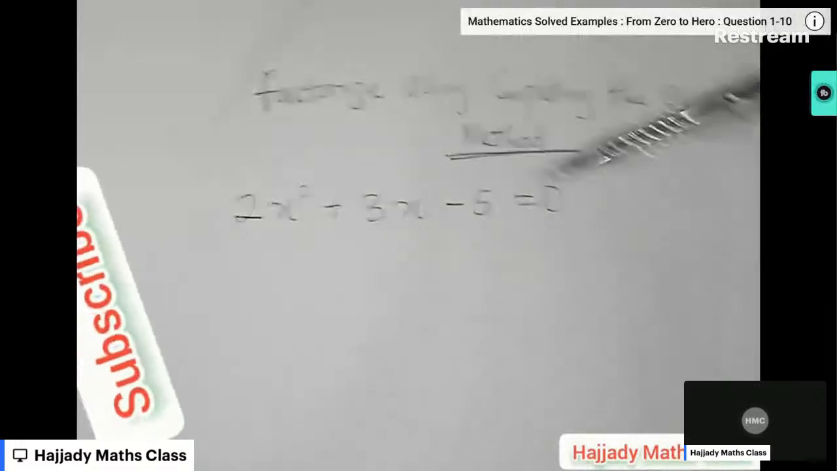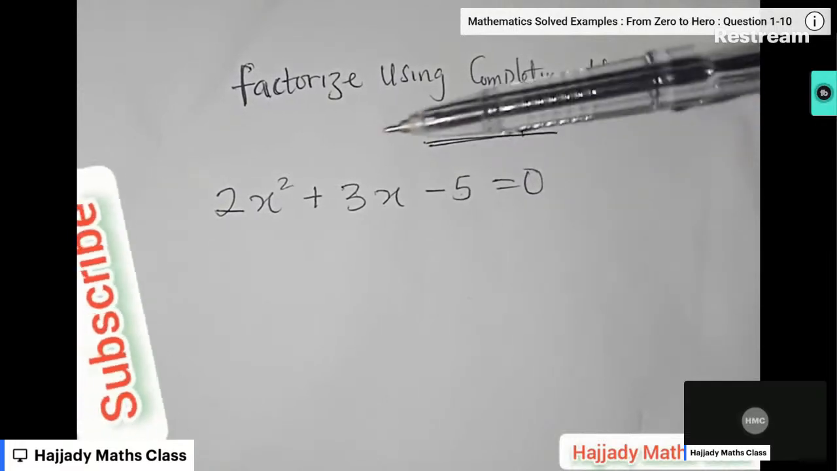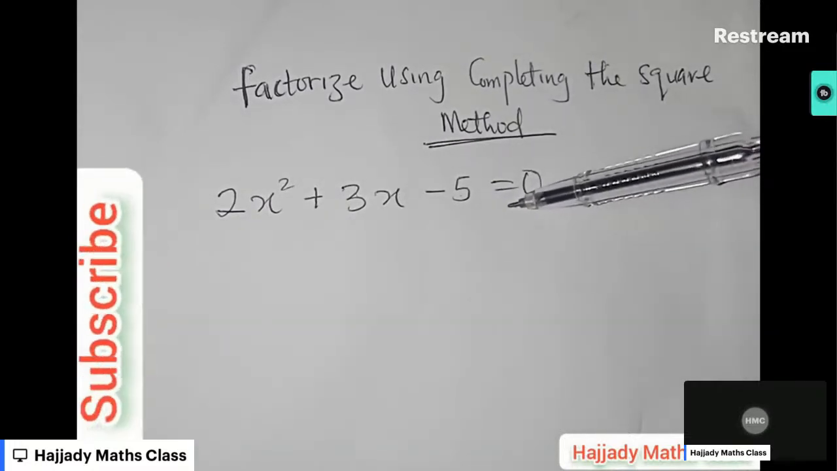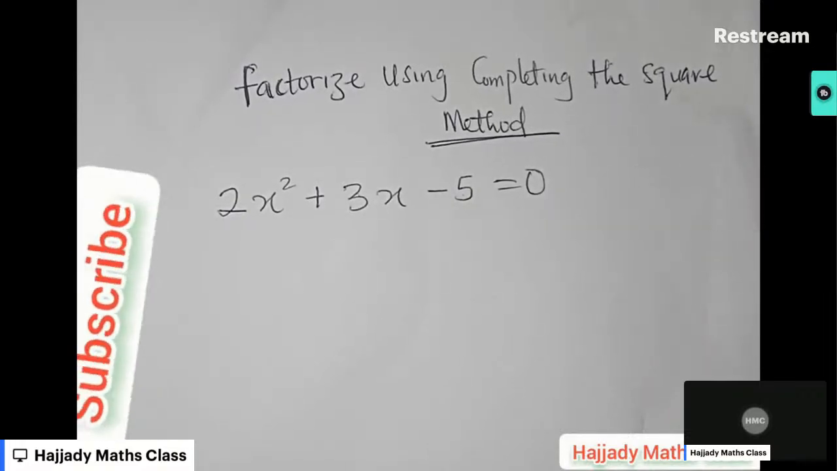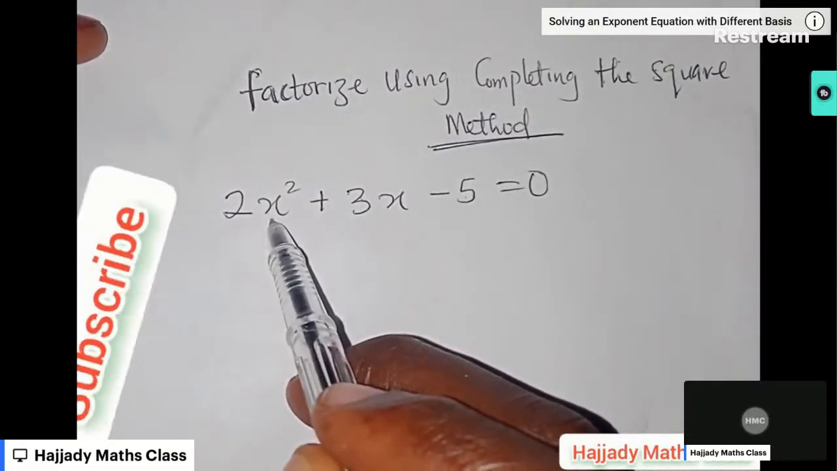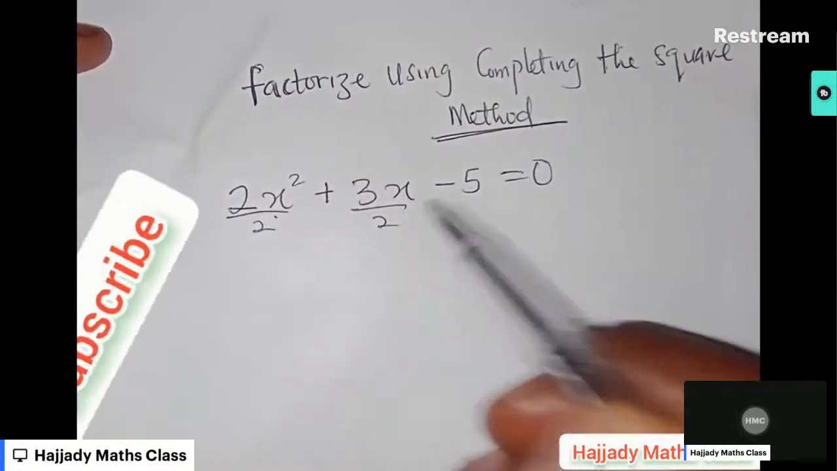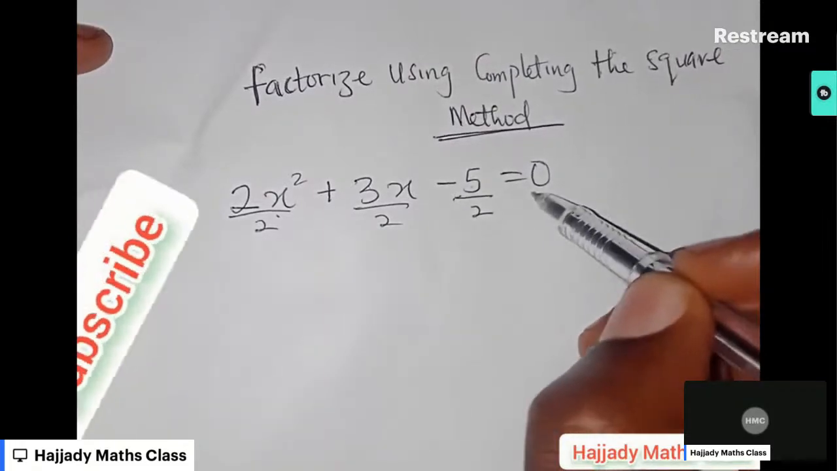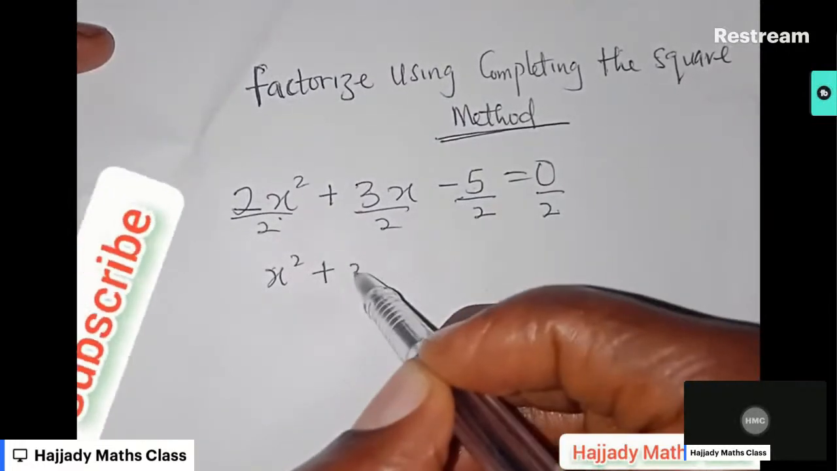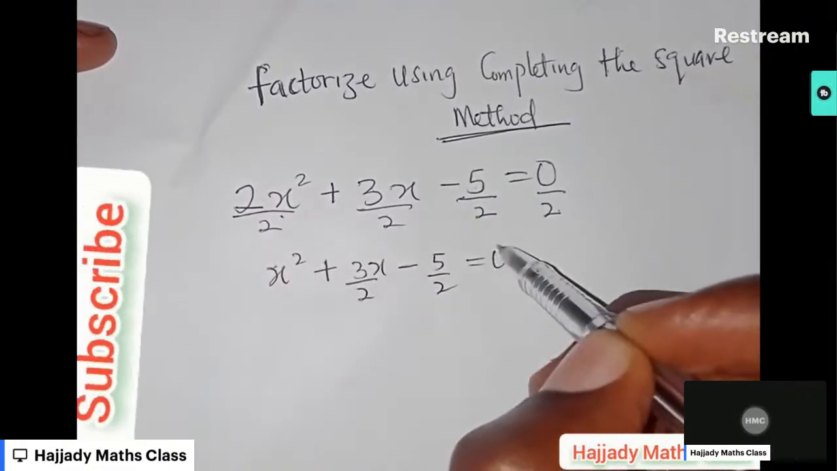Today, we'll be factorizing this quadratic expression using the completing the square method. Now here we have 2x squared plus 3x minus 5 equals 0. Simplifying this, the first approach is to divide through by the coefficient of x squared. Like we all know, the coefficient is 2, so dividing through by 2, we have x squared plus 3x over 2 minus 5 over 2 equals 0.